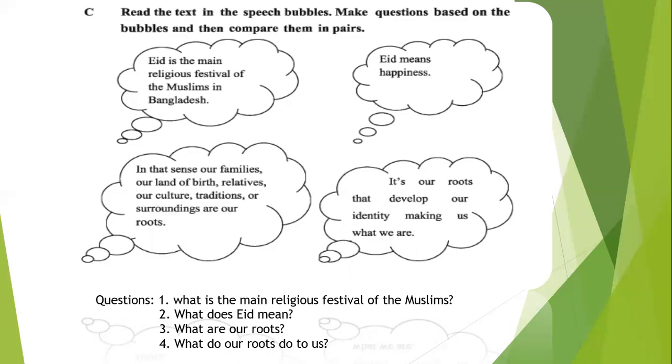What will be the question? Here you see number 3. What are our roots? The next or last sentence, it's our roots that develop our identity, making us what we are. So the question will be, what do our roots do to us? Our roots develop our identity, making us what we are. That is, roots are our identity. Okay, dear learners, I hope you have understood the activity and note down them in your notebook.